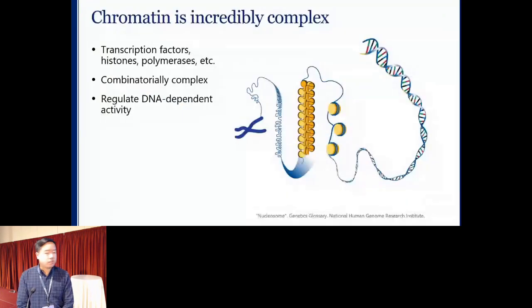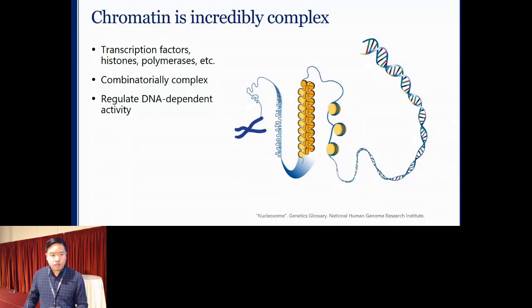To start, we can think of the chromatin as a combinatorial, complex arrangement of proteins: histones that make up a nucleosome, polymerases, and other DNA binding factors that bind and unbind and move up and down the DNA. They exist as this combinatorial complex state that any type of DNA-dependent function will require to regulate. And for this talk, I'll focus particularly on gene transcription.